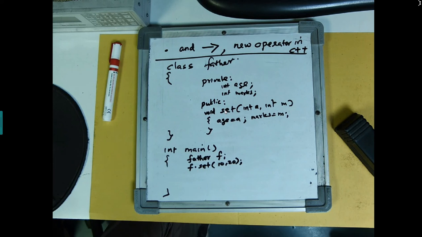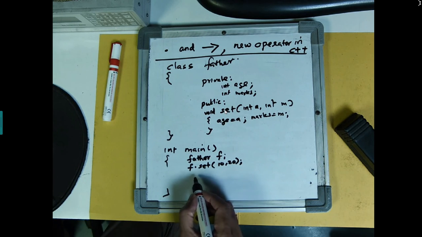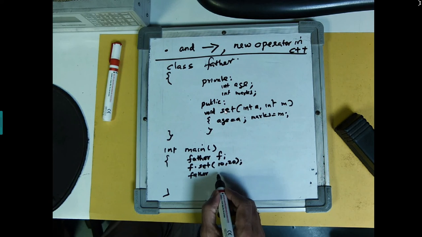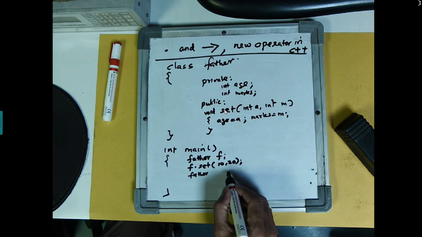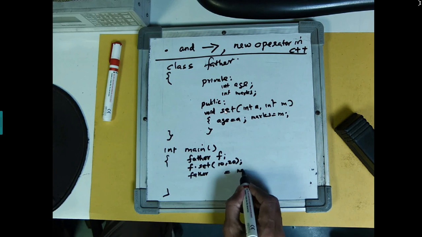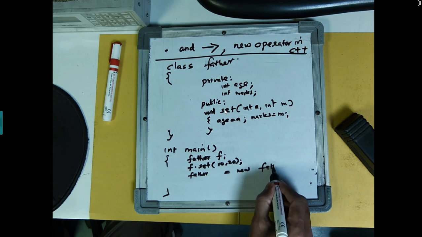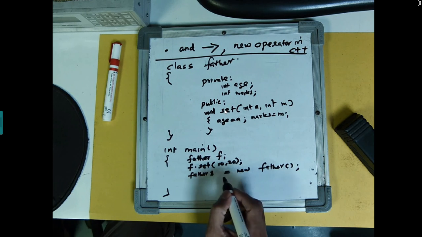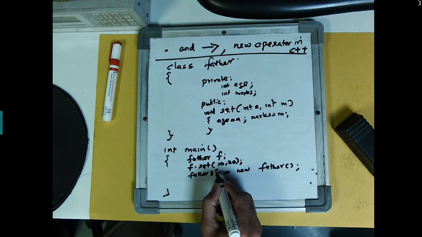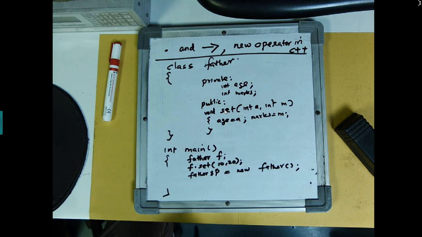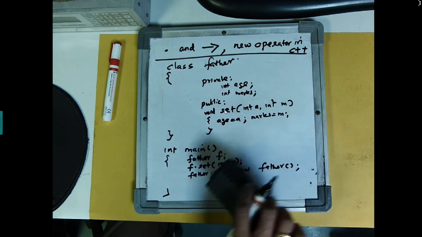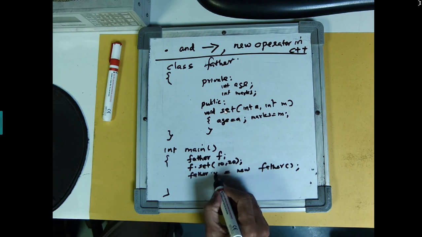Now the other way to do this is using the new operator, that is father star p is equal to new father. Now this will be a pointer, let's say father star p. There is a space here, so you can say father star p.